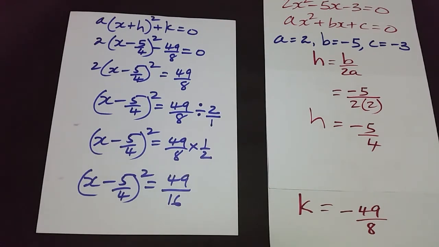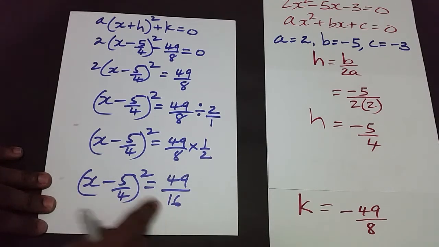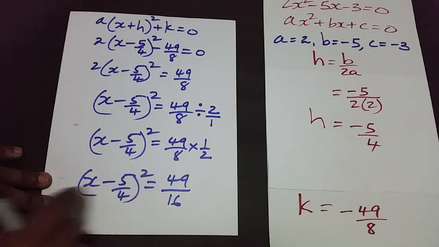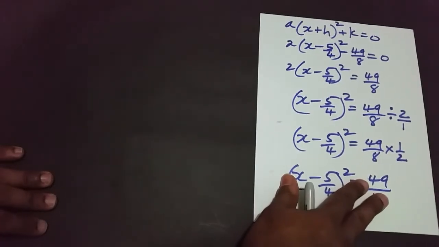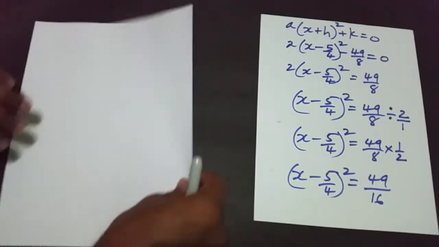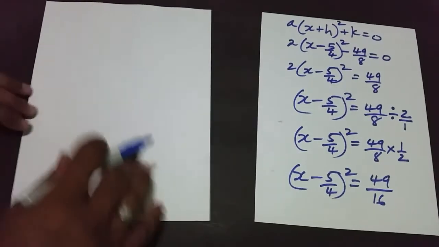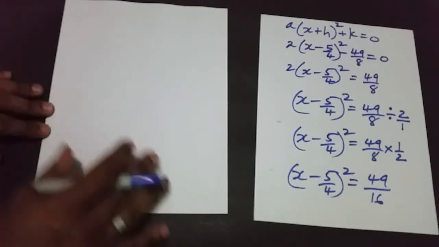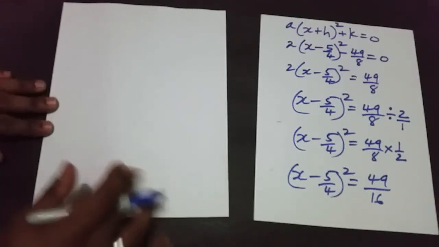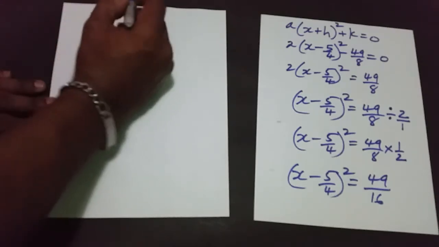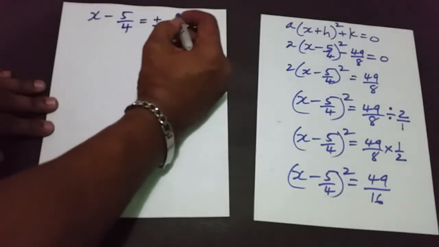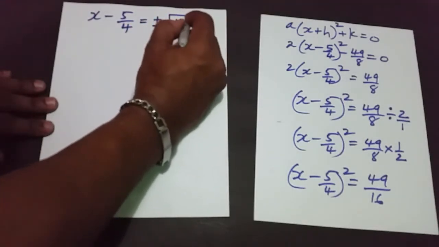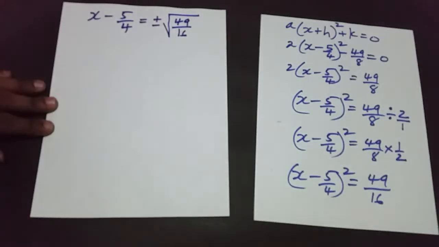So what we're going to be doing now is simply square rooting both sides, which means we're going to square root the right hand side. So I'm just going to move this out of the way and put this over here. Remember, when you're square rooting, it is plus or minus the square root of whatever you're square rooting. So this is going to be x minus 5 over 4, which is equal to plus or minus the square root of 49 over 16.